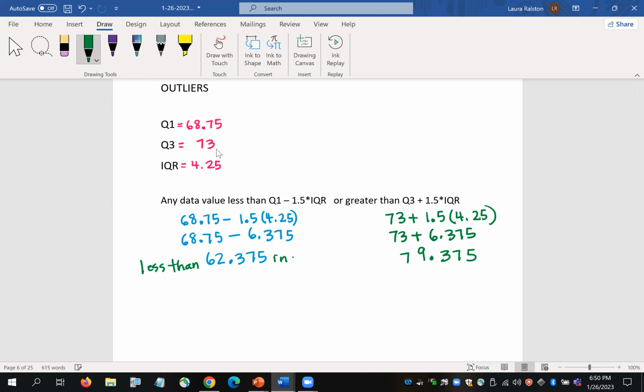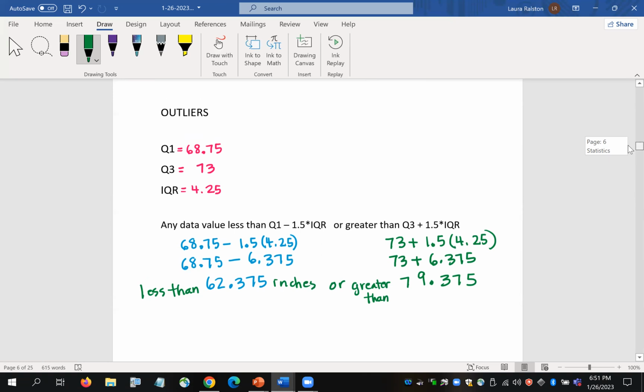62.375 inches or greater than 79.375 inches, then they would be considered an outlier. It would be unusual for a U.S. president to be shorter than 62.375 inches or taller than 79.375. Go back up here and look.